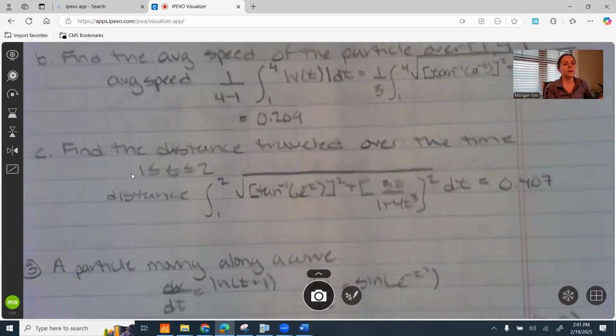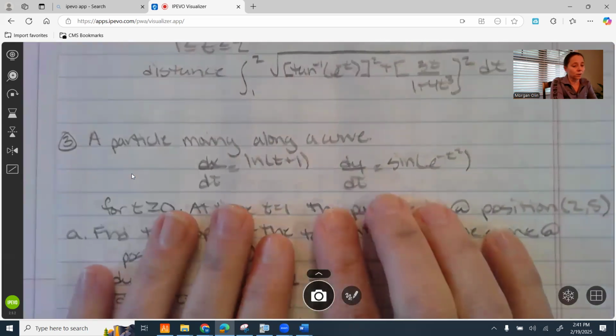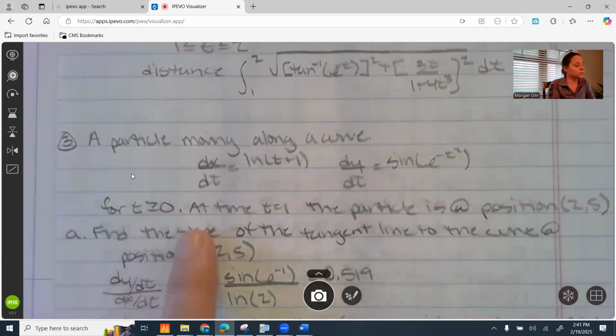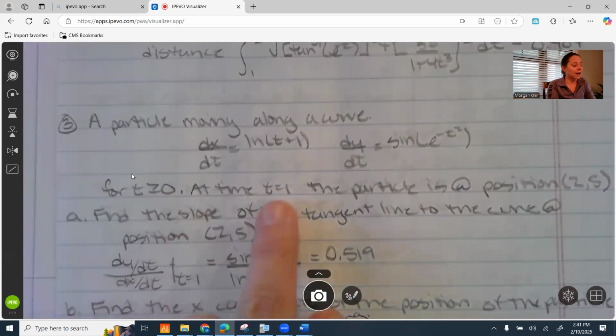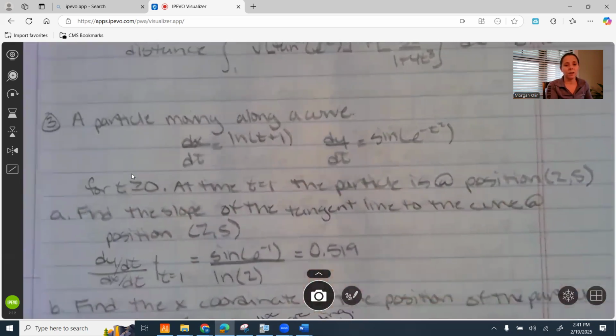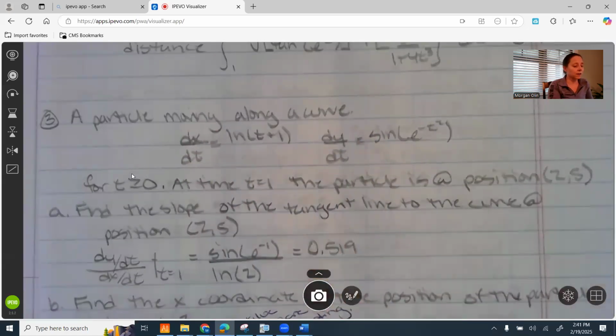Now, number 3. A particle moving along a curve. Notice again, just like in number 2, they gave us dx/dt and dy/dt for t greater than or equal to 0. At time t equals 0, the particle is at position (2, 5). So they're giving us the different derivatives, and a position when t equals 1. This is something we have done before. Now, again, we're doing parametrics with it.